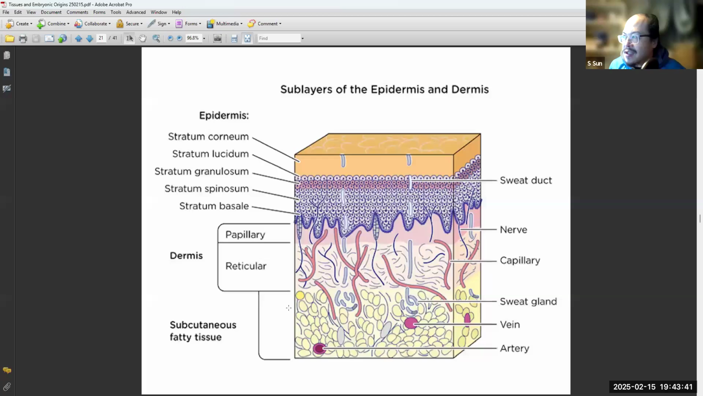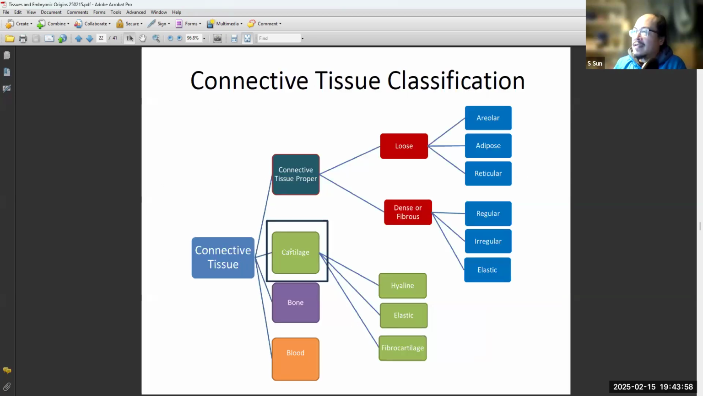Not only that, underneath this is subcutaneous and you can see fat tissues. This is another connective tissue. These are loose connective tissue proper. So that's the connective tissue proper. And then the next thing that we are going to look at are the specialized connective tissues.